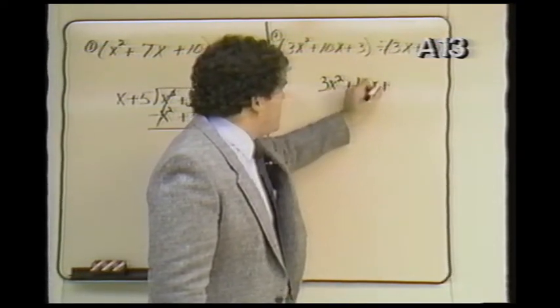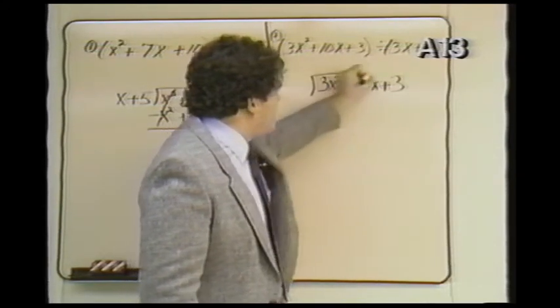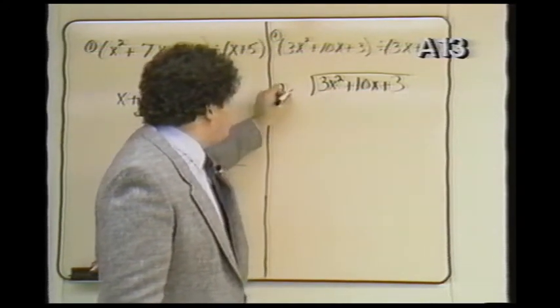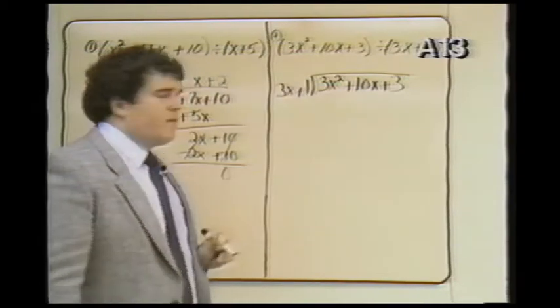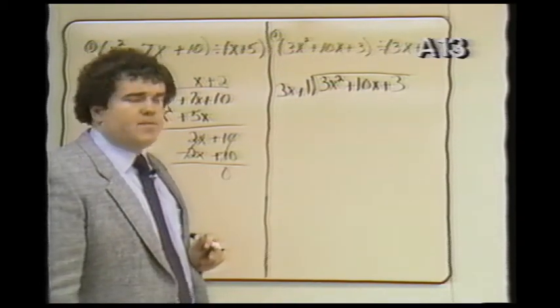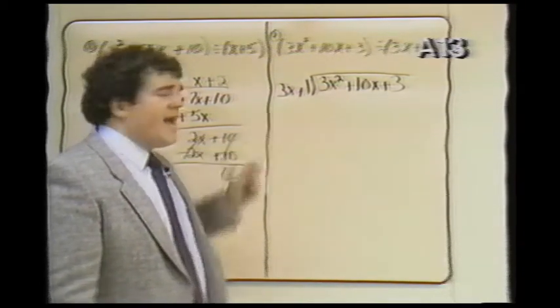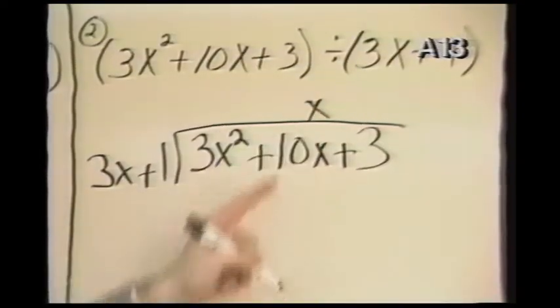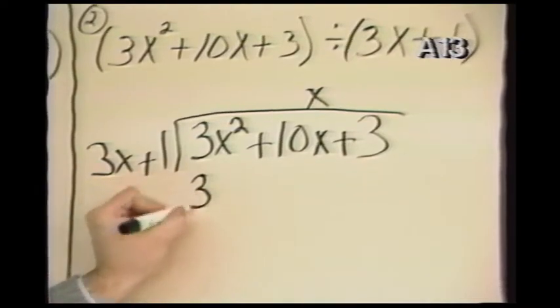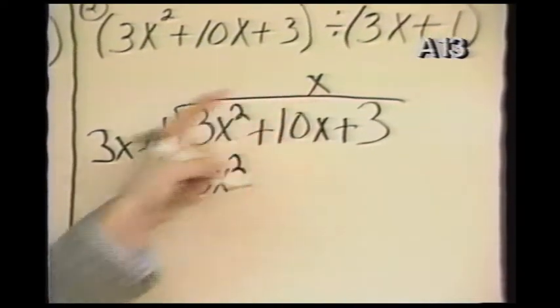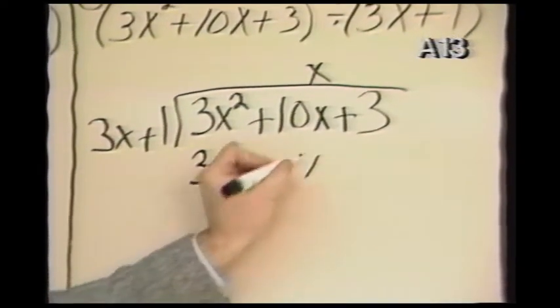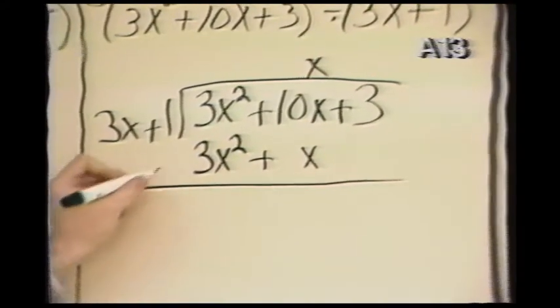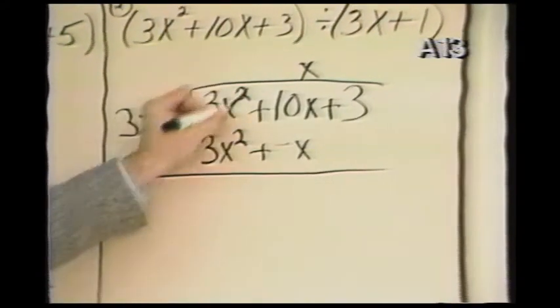Let me write that out. I'm going to divide it by 3x plus 1. Now remember, match the first term by multiplying. What times 3x is 3x squared? The answer is x. X times 3x is 3x squared, and x times 1 is x. Draw the line, change the sign, and add.